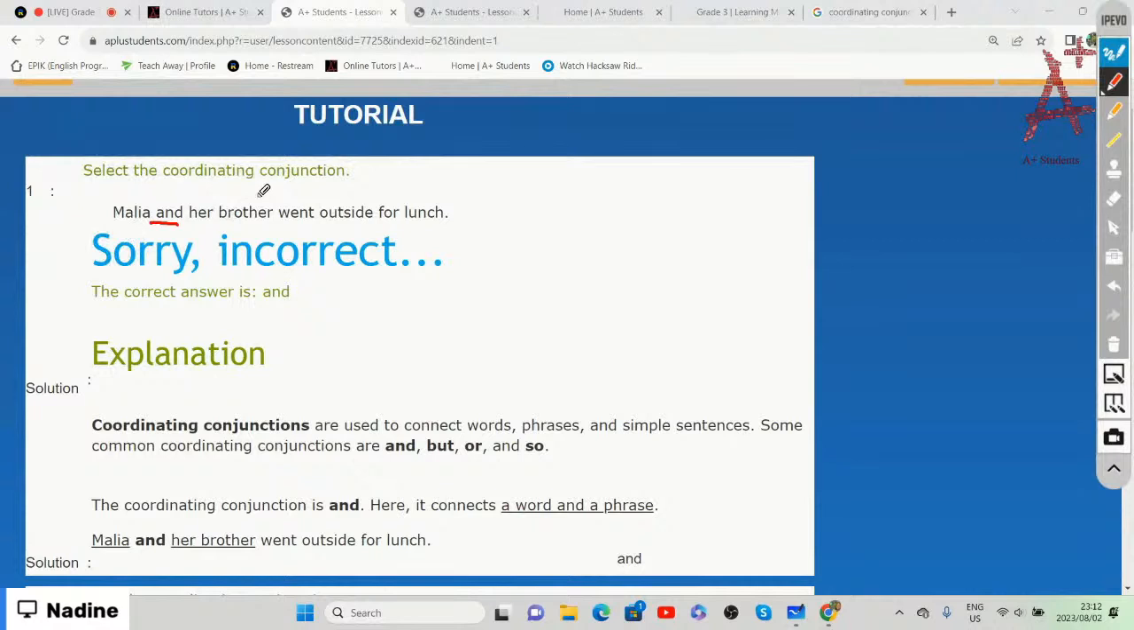which means that the word "and," as the coordinating conjunction, joins the word Malia plus the phrase her brother. So, Malia and her brother went outside for lunch, and the coordinating conjunction within that sentence is "and," which joined the word Malia and the phrase her brother.